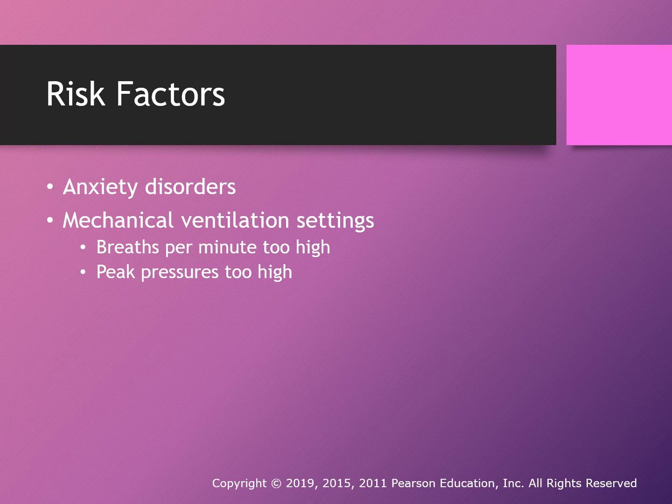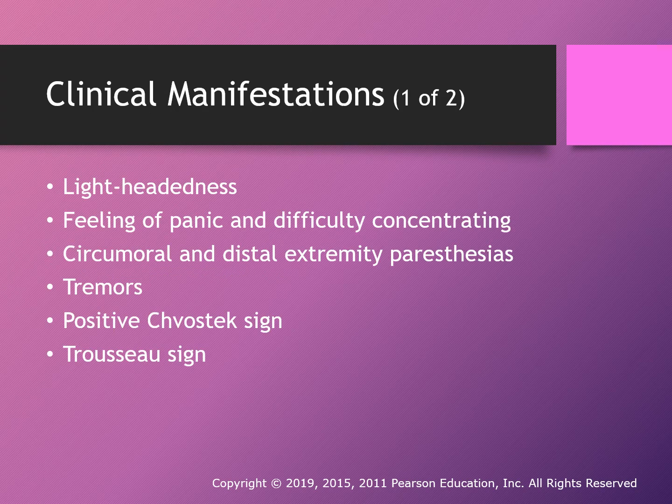So the risk factors. Anxiety with hyperventilation is the most common cause of respiratory alkalosis. Therefore, anxiety disorders increase the risk for this acid-base imbalance. In the patient who is critically ill, mechanical ventilation is a risk factor for respiratory alkalosis if breaths per minute or peak pressures are set too high for the patient's needs. So the respiratory therapist will monitor those peak pressures on the ventilator settings.